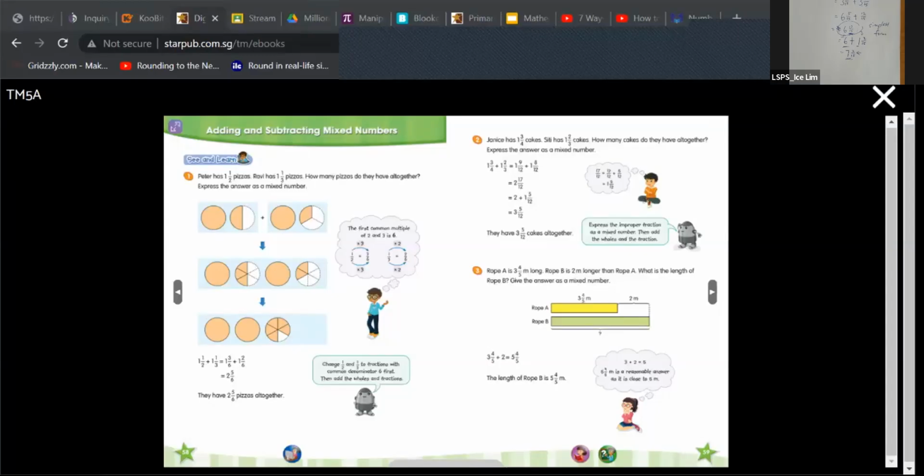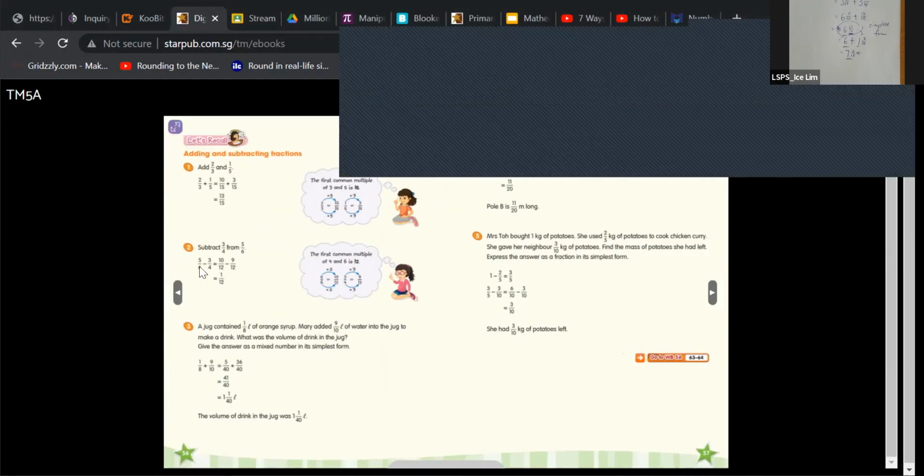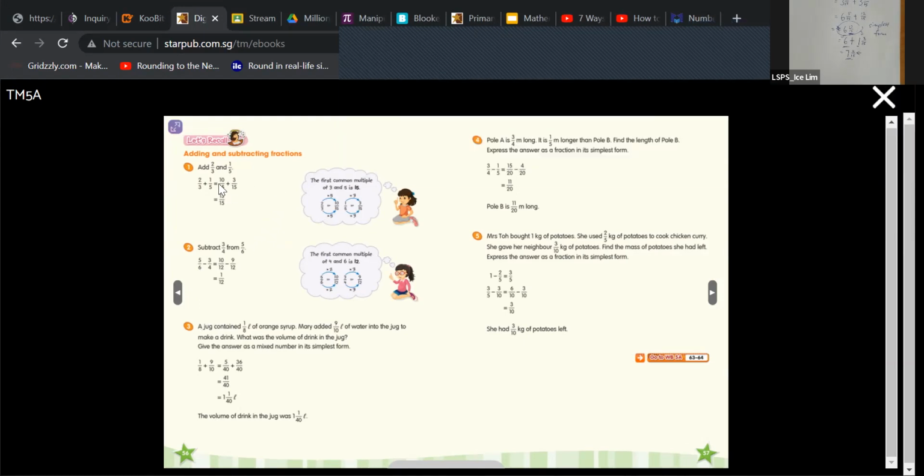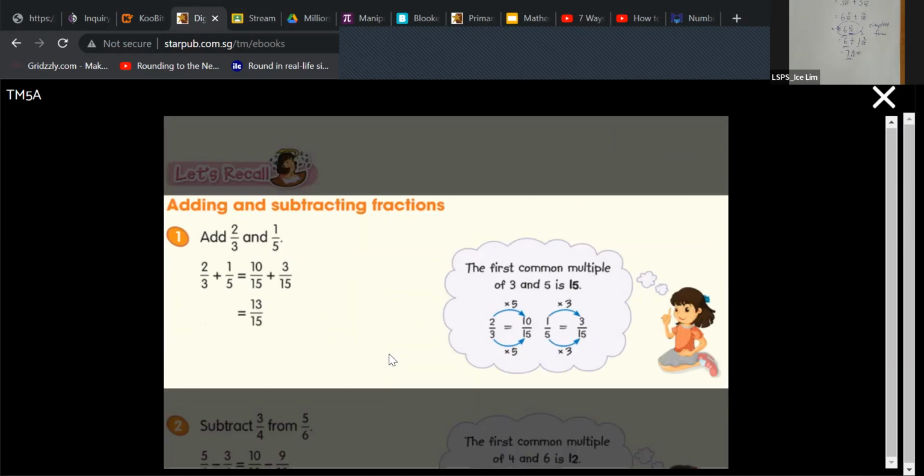Okay, so this is your textbook here, and right now I'm on pages 56 and 57. If you look into your textbook, this was what we just revised. When we do addition and subtraction of fractions, what we need really is finding the first common multiple. Just now we were discussing when we use it.